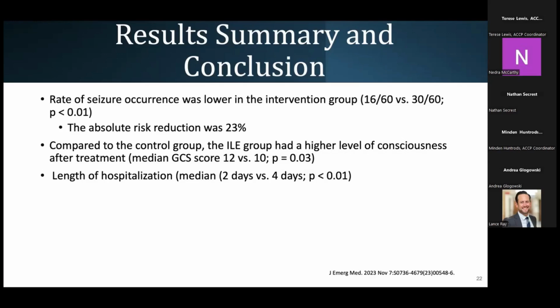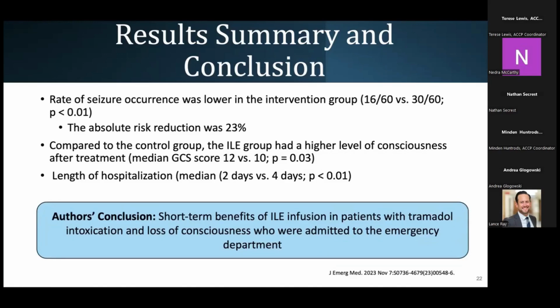So compared to the control group, the intravenous lipid emulsion group had a higher level of consciousness after treatment, with a GCS score increase of 12 for the intravenous lipid emulsion group versus 10 in the control group, and this was statistically significant. The length of hospitalization, as noted before, was much less in patients who were getting the intravenous lipid emulsion when compared to the placebo group. So the authors concluded in the study that short-term benefits of intravenous lipid emulsion are seen in patients with tramadol intoxication and loss of consciousness who were admitted to the emergency department.